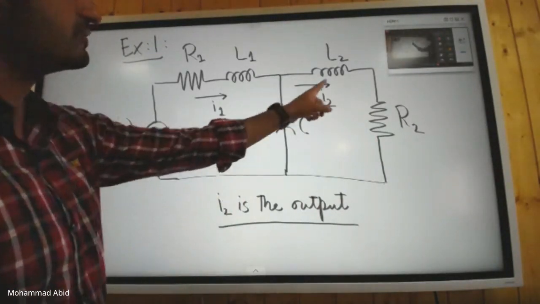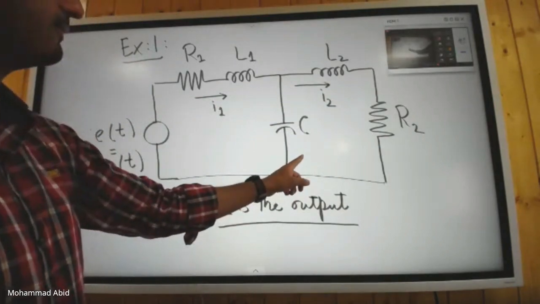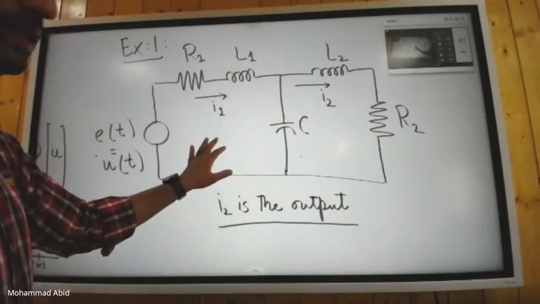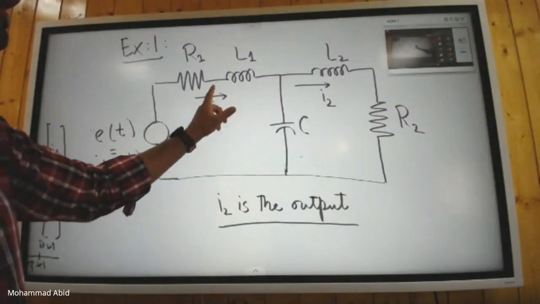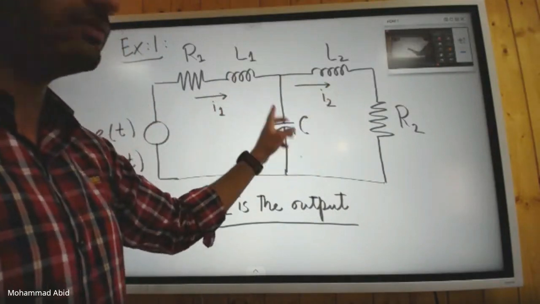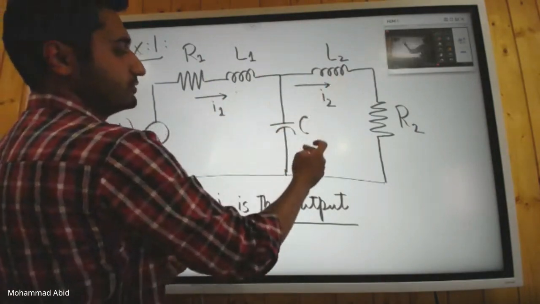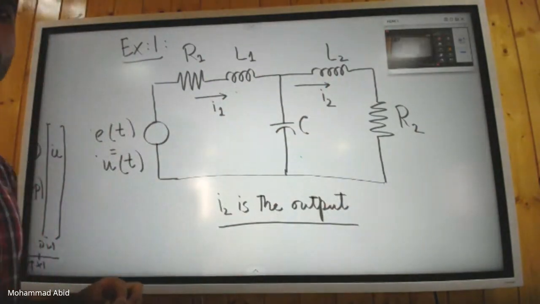So we have 2 inductors and a capacitor, isn't it? These resistors are not considered energy storage elements. For circuits, when we do the state space models, we have to identify the energy storage elements. That will give you the information of the state variables. So you have 3 energy storage elements, and the dimension of the state space model will be 3.